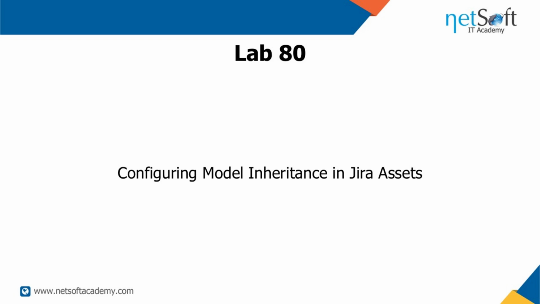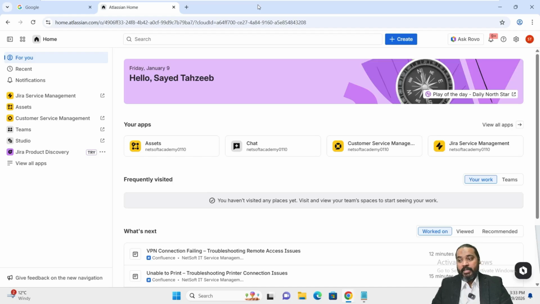www.netsoftakademy.com. Hello and welcome to lab number 80, Configuring Model Inheritance in Jira Asset. To perform this lab, we need to log in using our primary account. I am logged in using my primary account. Let's click on Assets.